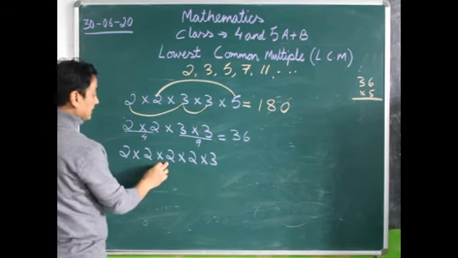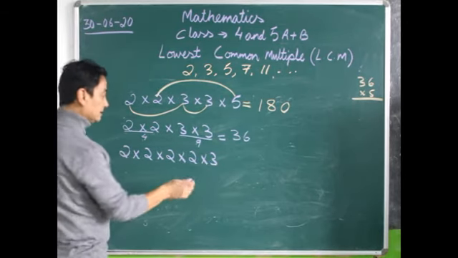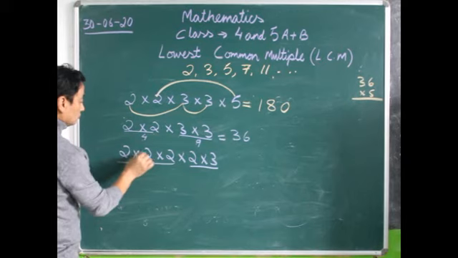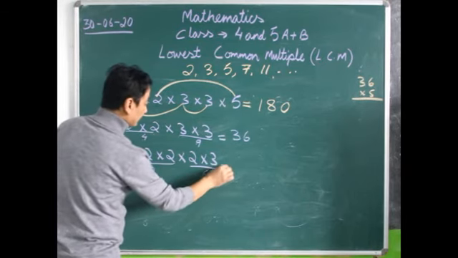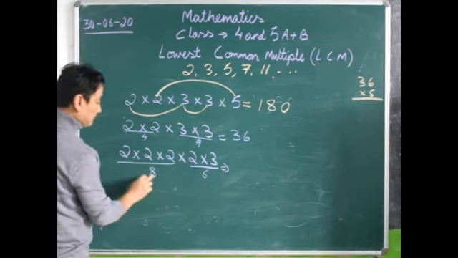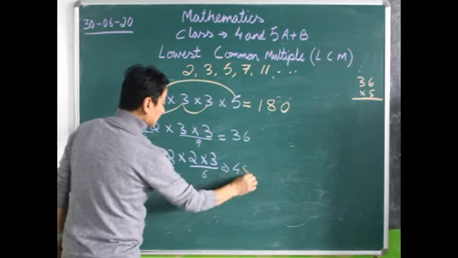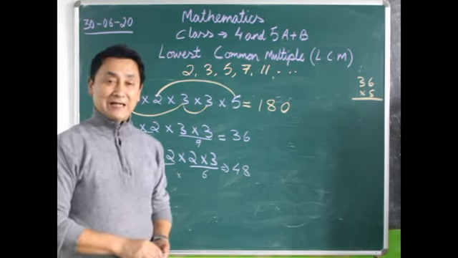So let's do this. 2 2s are 4, 4 2s are 8, 8 2s are 16, 16 3s are 48. We know that. But you can divide the numbers into two groups. 2 2s are 4, 4 2s are 8, 2 3s are 6. And then multiply these two numbers. 8 6s are 48. So I have shown you the short way of multiplying.